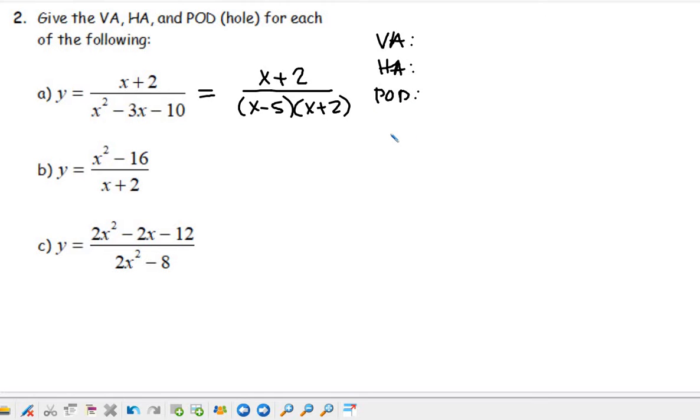Okay, so I immediately see that I do have a POD because these two things cancel. So I have a POD at x is equal to -2. Vertical asymptote is the factor that makes only the denominator 0, which is going to be x minus 5. So x is equal to +5. And horizontal asymptote, this is little over big, which is always y equals 0.